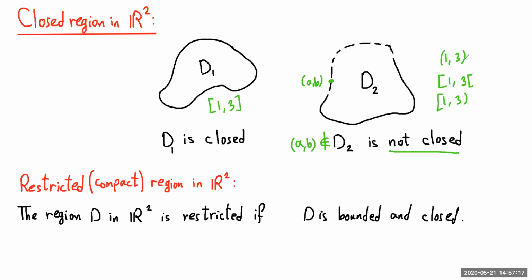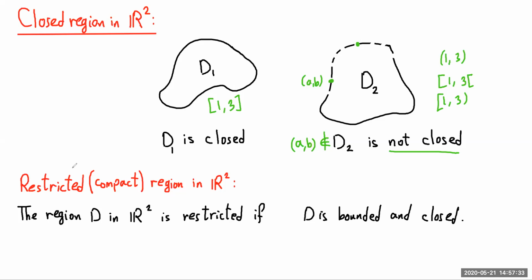So also here, if there is only one point around the region D2 that is not inside and does not exist in D2, then the region D2 is not closed. At least one point is enough.